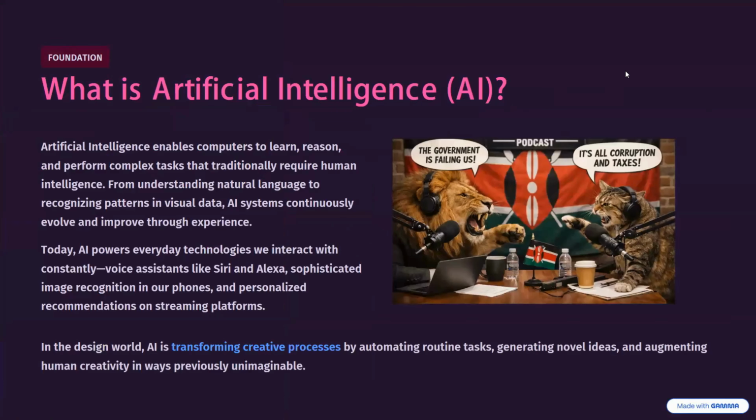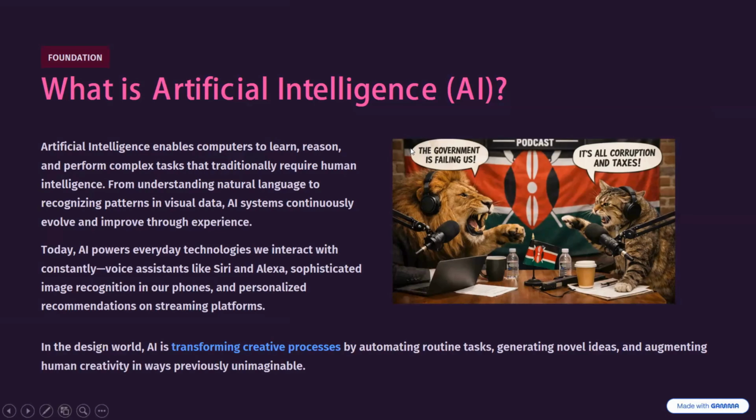And then I will start: what is artificial intelligence? In short form, we call it AI. AI enables computers to learn, reason, and perform complex tasks that traditionally require human intelligence. So when we talk about AI, artificial intelligence, we are using a computer to do something which a human being can do, maybe in a better way.